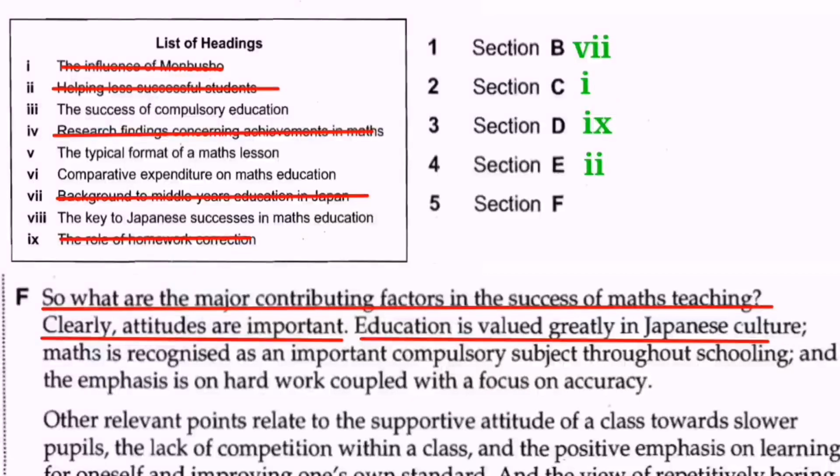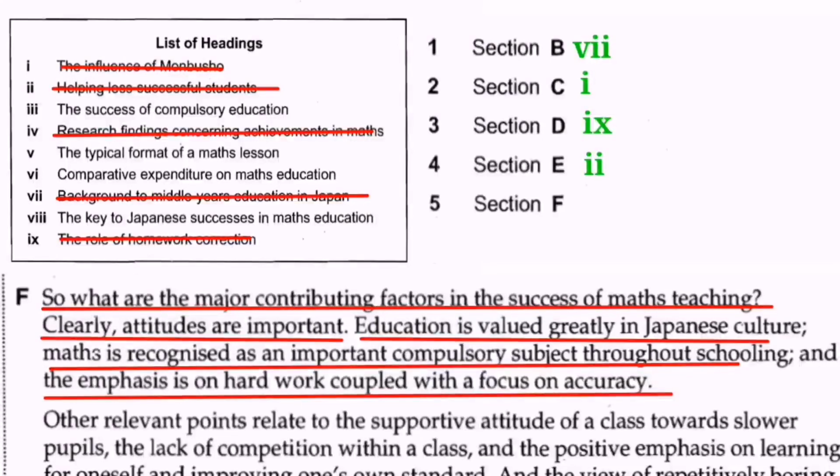Education is valued greatly in Japanese culture. Maths is recognized as an important compulsory subject throughout schooling. It means that education is given importance in Japan and maths is one of the major subjects in Japanese schools. And the emphasis is on hard work coupled with a focus on accuracy. It means that main focus is on hard work and accuracy.